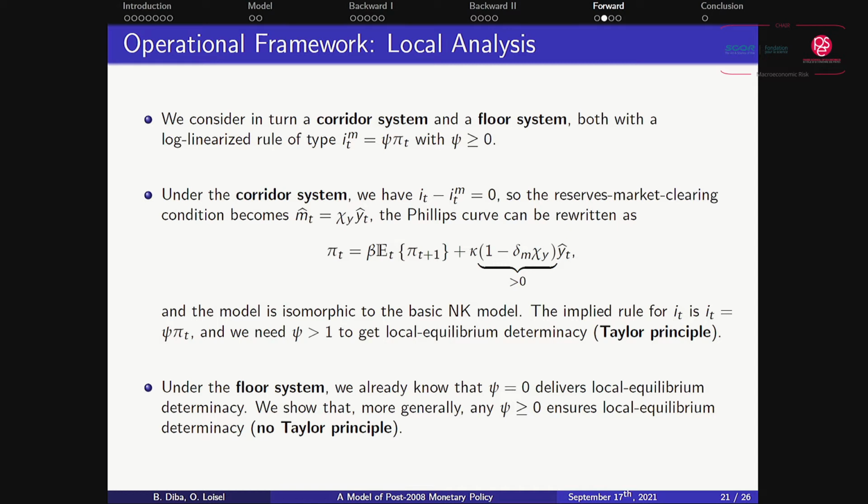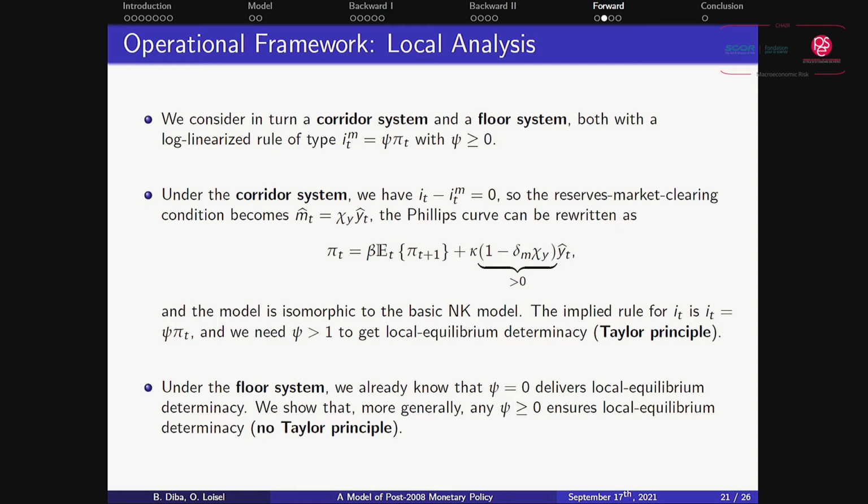We've talked about that. And then the rest, I'm not going to go into the details of that because of time constraints, but the rest of this presentation says that actually when you react too little to inflation in the floor system, you get local determinacy, but you may get global indeterminacy. And I'm, again, not going to go into that.